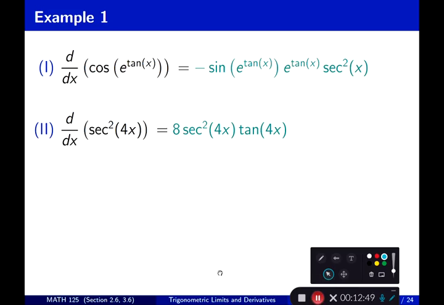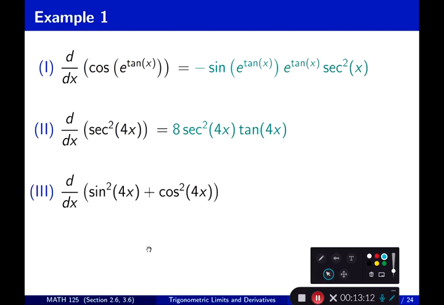Then if you multiply the 4 and the 2, it becomes 8. And there was a secant in the beginning and a secant later, secant of 4x in the beginning and end, and they become together secant squared 4x.